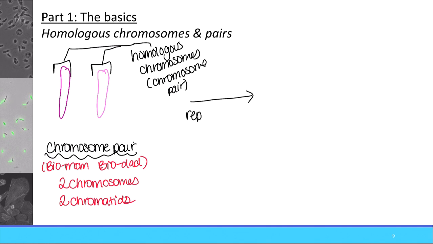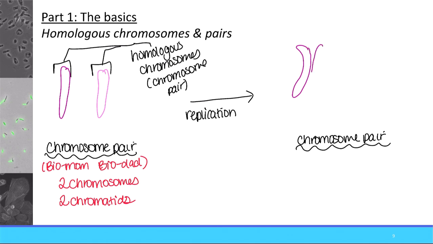So what do these look like when replication occurs? So we're still going to have a chromosome pair. So they're still going to be homologous chromosomes. And let's draw. So we're going to have now from the biological mother, we have 1 chromosome, 2 chromatids. They are still connected. From the biological father, we have 1 chromosome that has been copied, and now we have 2 chromatids. So in total, after this replication, we still have 2 chromosomes.